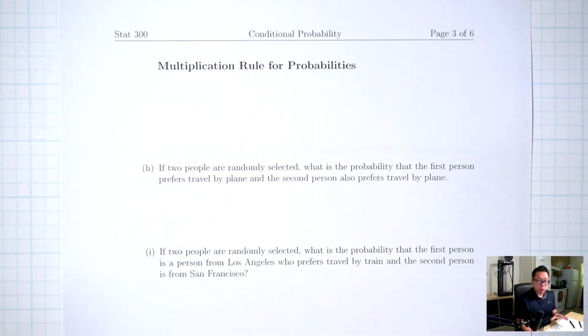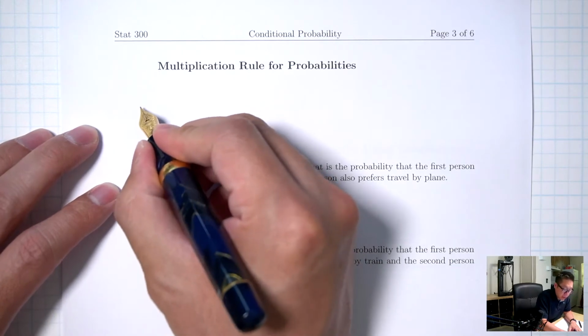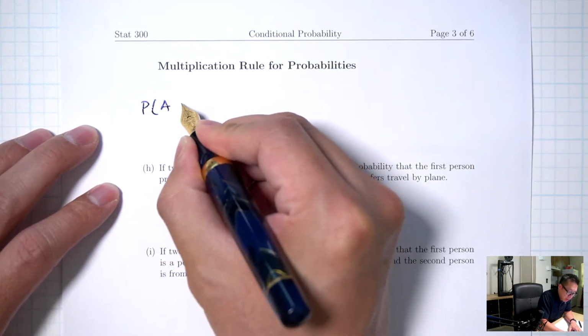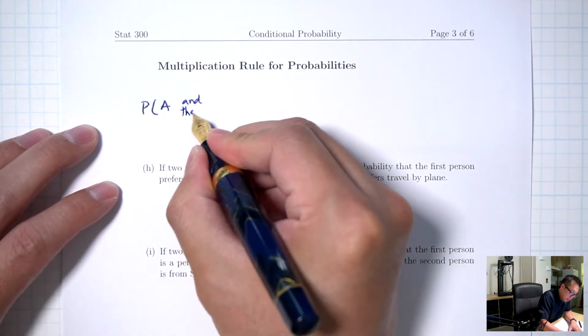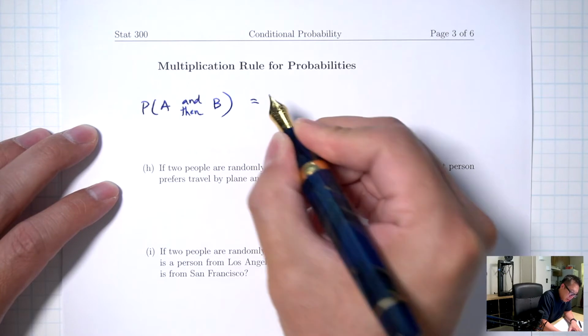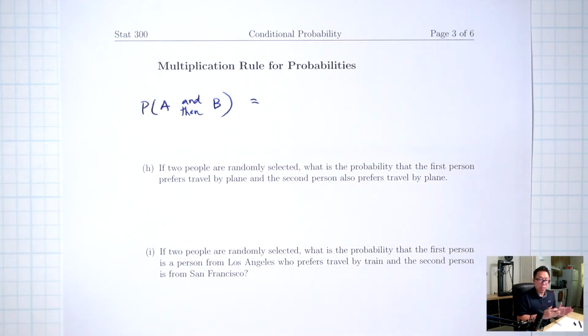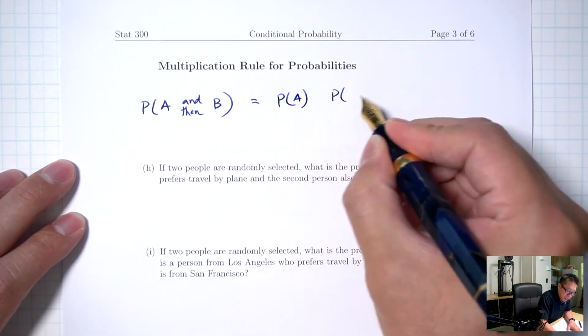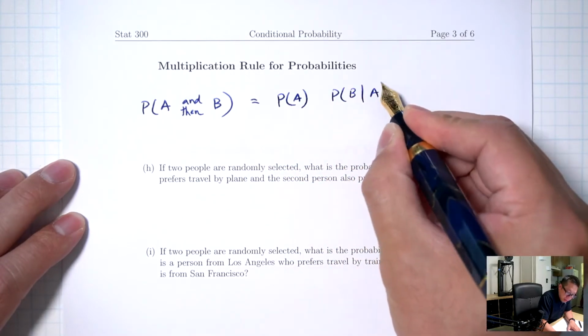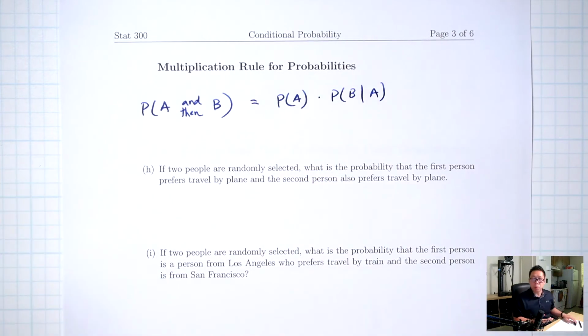The second new thing we're going to talk about is called the multiplication rule for probabilities. I'm going to write down a formula, but don't worry about this formula too much. So the multiplication rule for probabilities is a formula for calculating probability of A and then B. And the way you calculate probability of A and then B is probability of A, probability of B given A, and then you multiply. That's why it's called the multiplication rule.